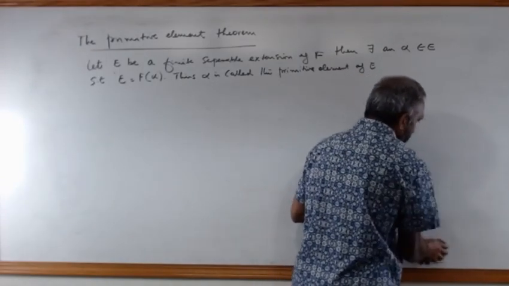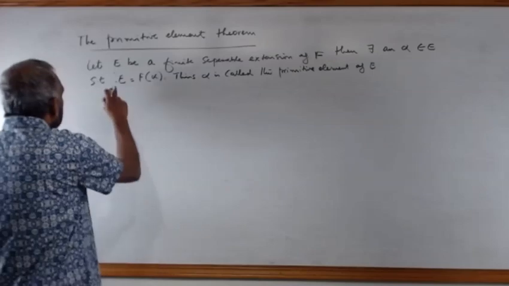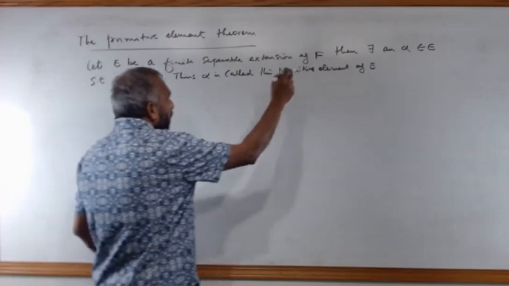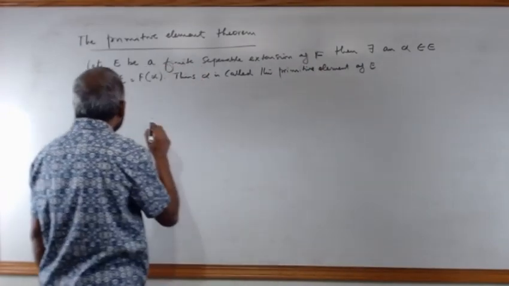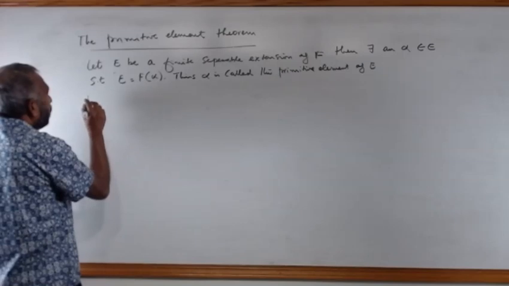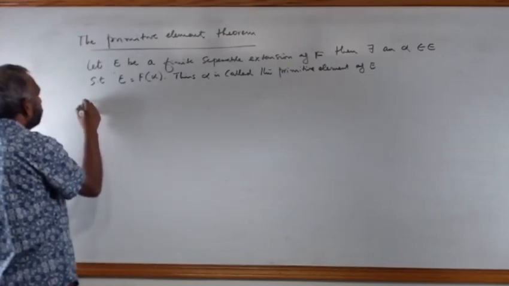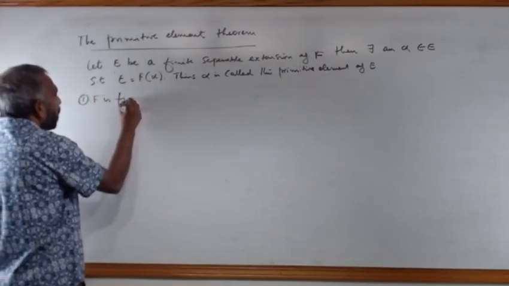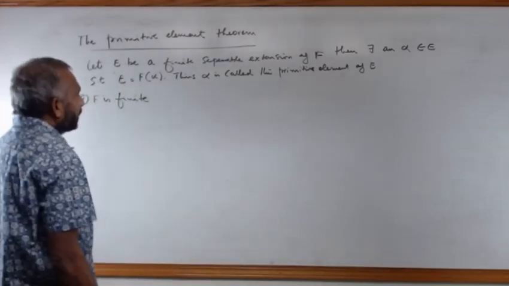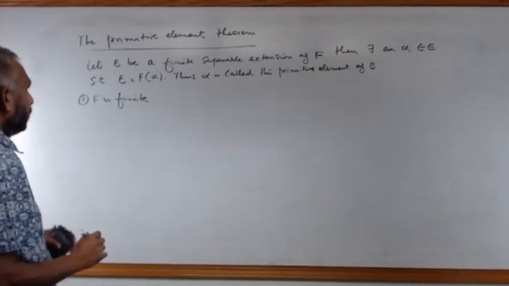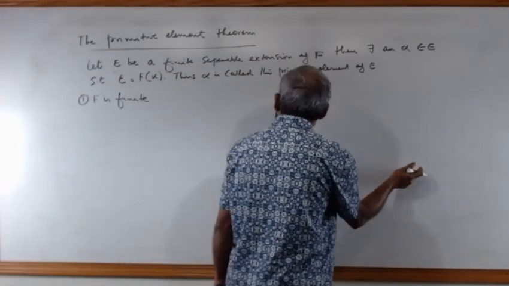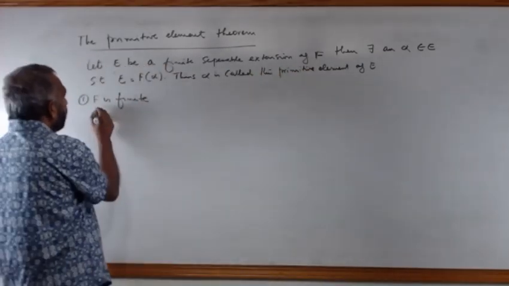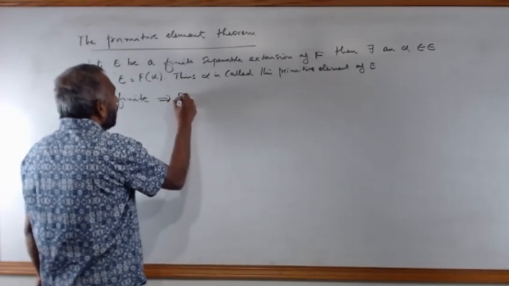So there are two situations here. It only says that E is a finite extension of F, but doesn't say that F is finite. So we'll have two scenarios. One is F is finite, and the second one is F is infinite. And in fact, the example we took is when F is infinite. So if F is finite, that implies E is finite.